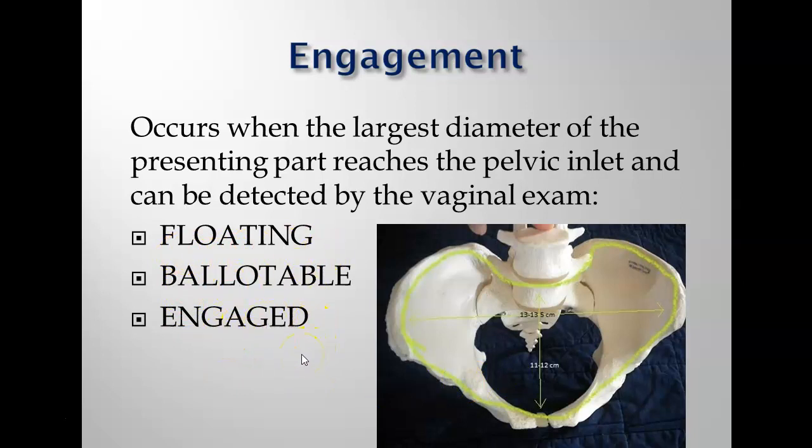Floating means that the baby is not in that pelvic inlet yet and it's still floating in the uterus in the amniotic fluid. Ballotable means that they're in the pelvis and I can now touch the head, but it's not stationary there. So if I were to push against the baby's head, it would float off my finger and then come back down onto my finger. If they're engaged, the head is now not stuck, but secure in the bony prominences of that pelvic inlet, and it's not going anywhere. So if I were to push on that baby's head, I could not get it to ballot off my finger.